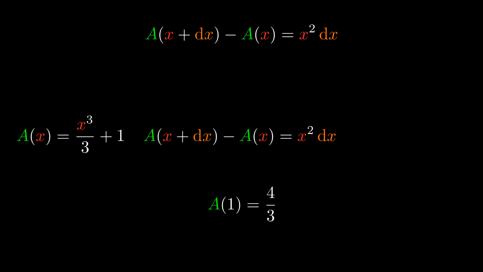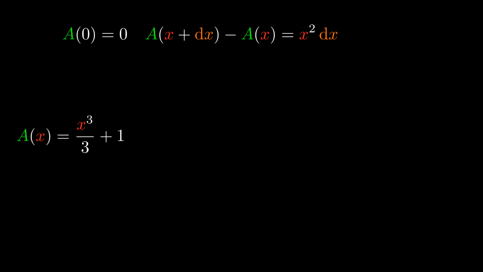The issue here is that we're missing another condition for a. Because there is no area under the parabola from 0 to 0, it must be the case that a of 0 equals 0. So this function doesn't work because a of 0 isn't 0.